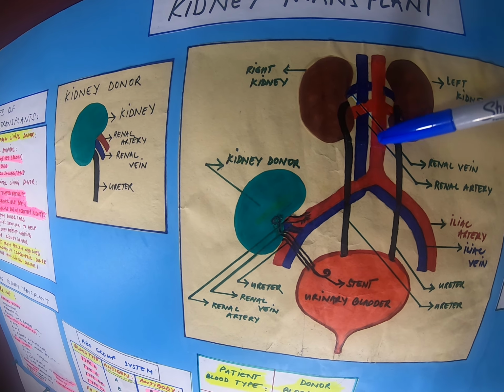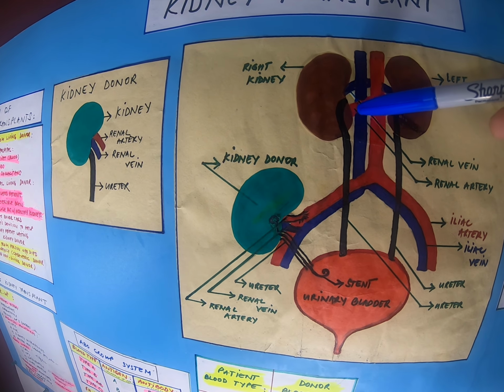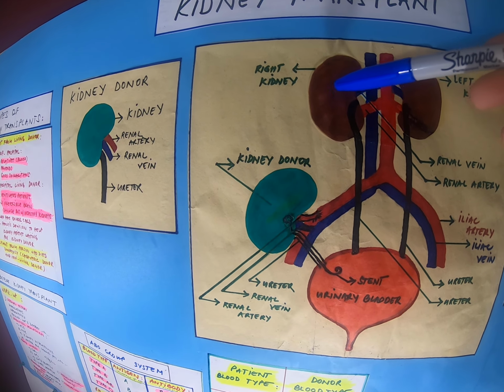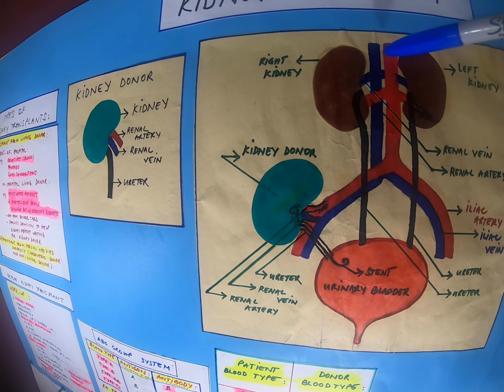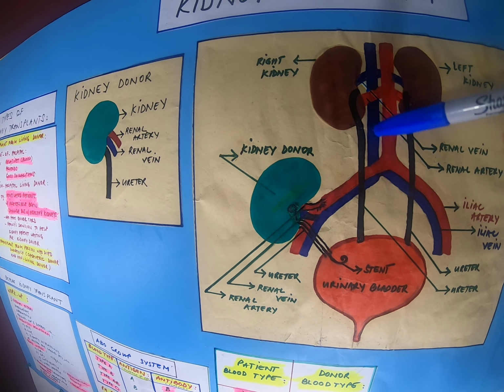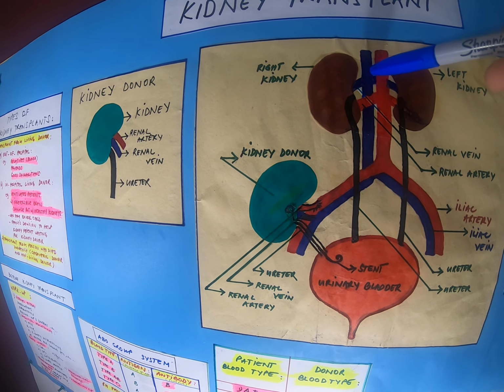We have an abdominal aorta. The renal artery is connected to the abdominal aorta that delivers blood to the kidneys. Okay, and we have also here the inferior vena cava. The renal vein is connected to the inferior vena cava that drains dirty blood from the kidneys to the right side of the body.